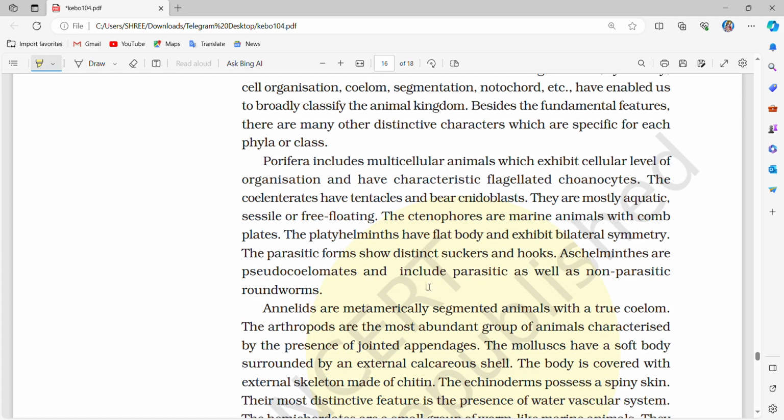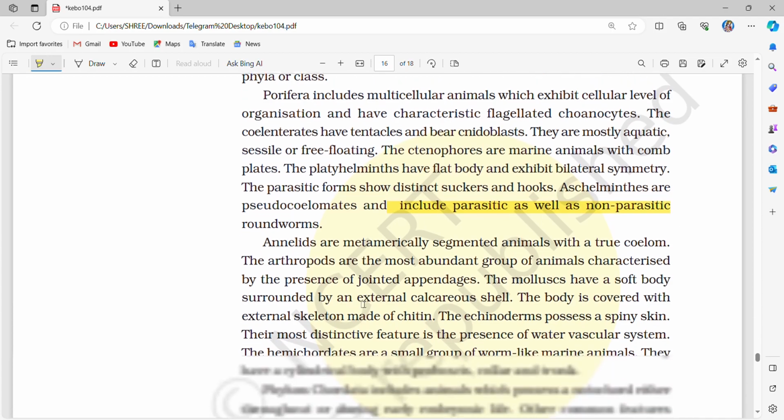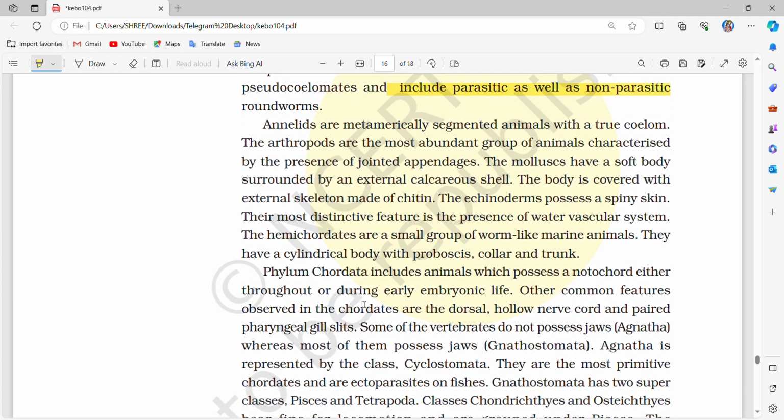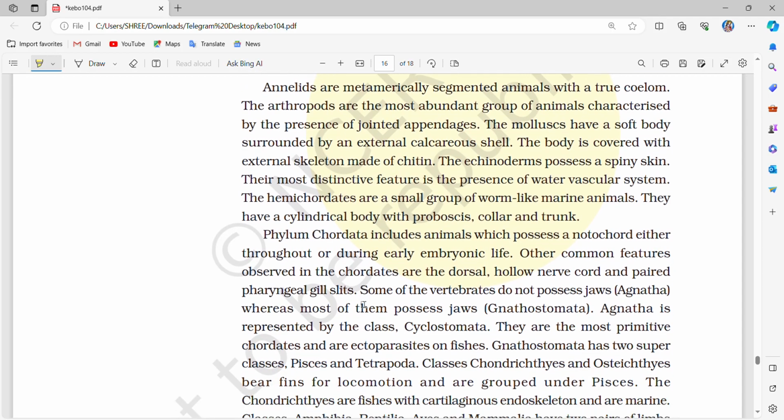Aschelminthes are pseudocoelomates and include parasitic as well as non-parasitic roundworms. Annelids are metamerically segmented animals with a true coelom. The arthropods are the most abundant group of animals characterized by the presence of jointed appendages. The mollusks have a soft body surrounded by an external calcareous shell. The body is covered with external skeleton made of chitin. The echinoderms possess a spiny skin. Their most distinctive feature is the presence of water vascular system.